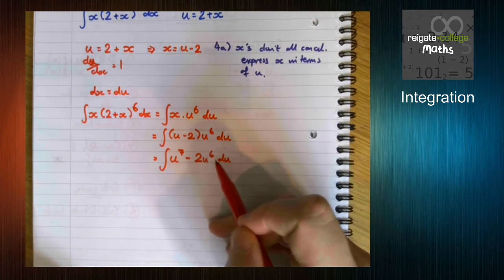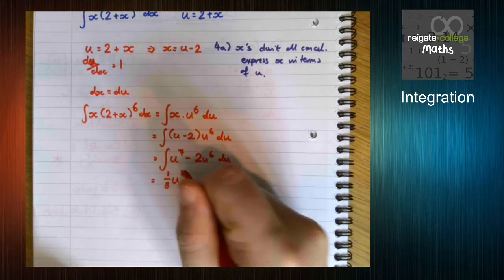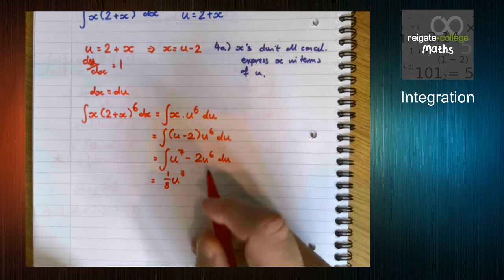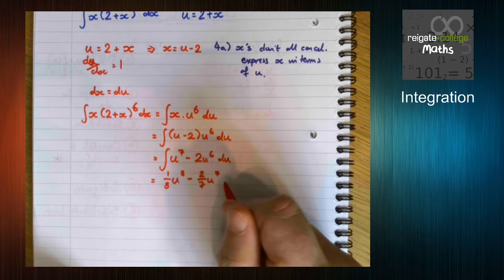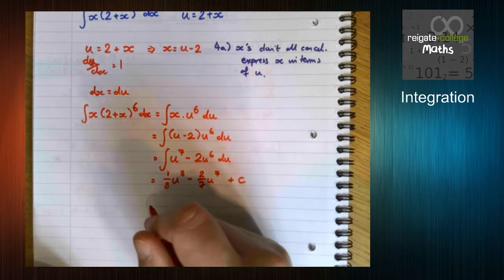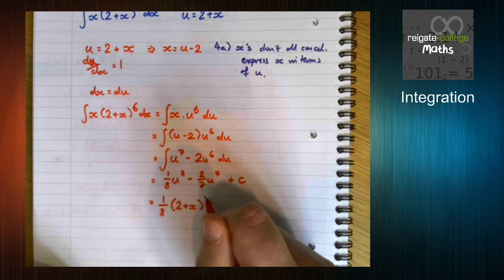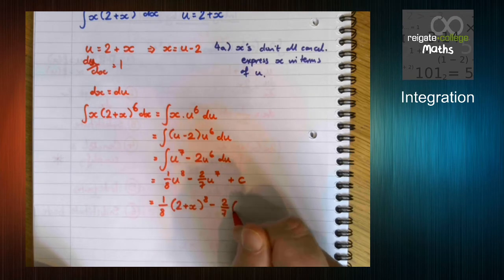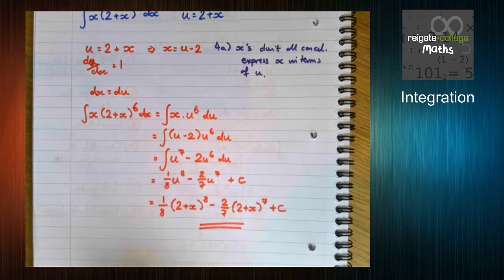Now we have two u terms we can integrate separately. U to the 7 integrates to an 8 u to the 8. 2u to the 6 integrates to 2 over 7 u to the 7, plus c. And then, as before, our final step. Put the x's back in. And we're done. Now this is not a particularly nice answer, but it is the answer.